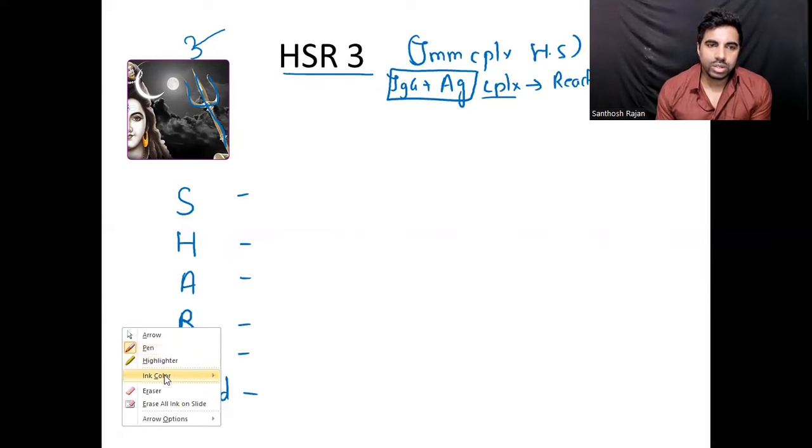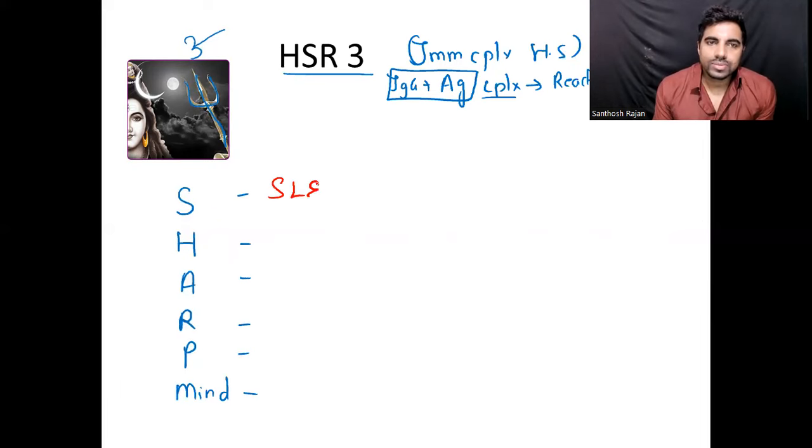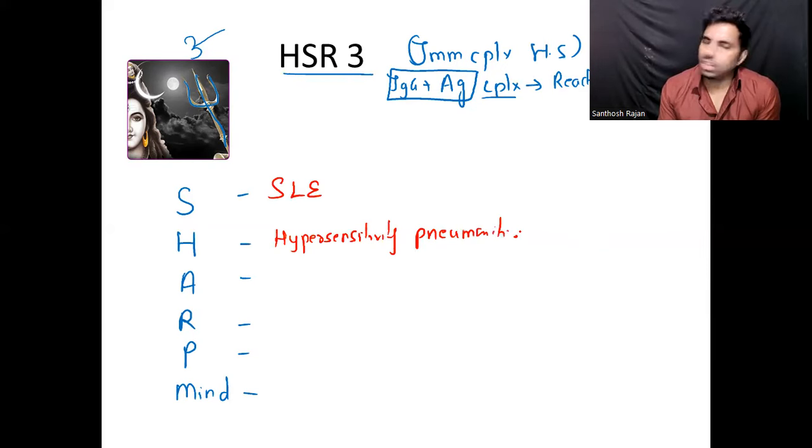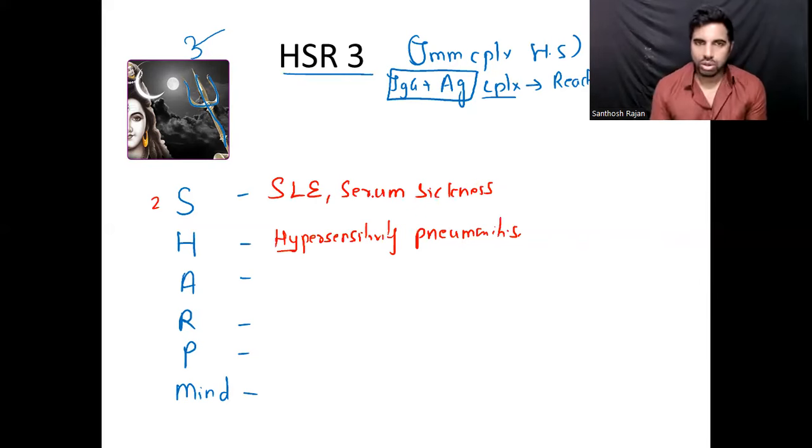Sorry, let me change the color. For SLE, systemic lupus, if you forget, you have 1, 2, 3, so you can remember like that also. Sharp. Immune complex mediated. And we have hypersensitivity pneumonitis. See, this is very tricky. Hypersensitivity looks more like an allergic one, but it's not allergic. You have to remember hypersensitivity pneumonitis. One more thing, there are two S actually. One more is serum sickness. Don't forget serum sickness. This is a type of experimental, systemic hypersensitivity reaction.